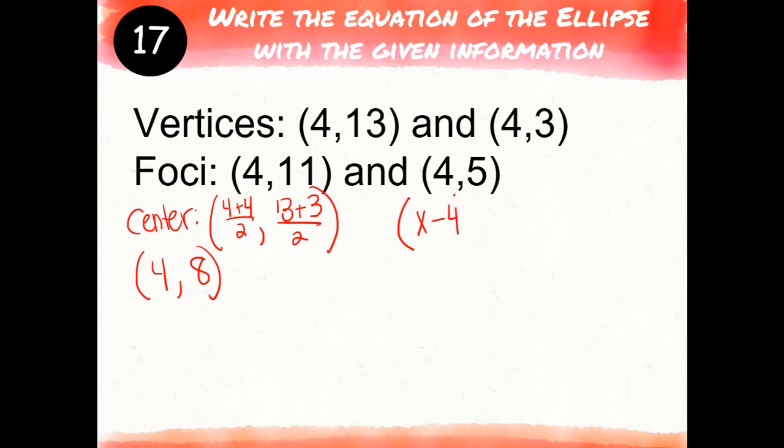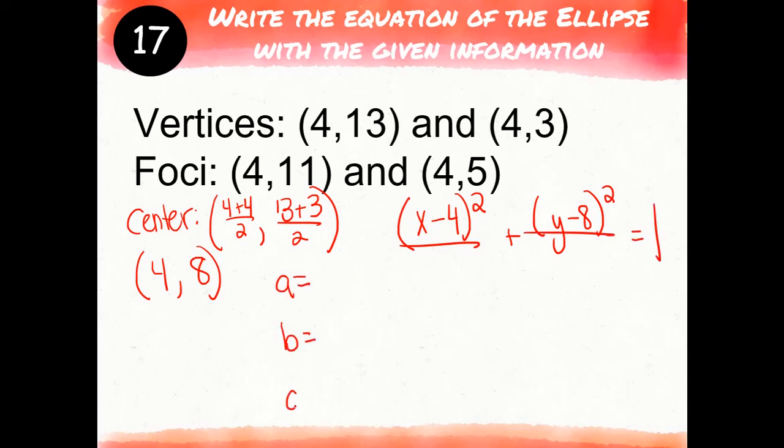So again, just like the last couple of times, I'm going to write out the start of my equation. Now, I need A, I need B, and normally I don't need C, but I think I might have to use it this time. Vertices to center is my A, so (4, 8) to (4, 13) is 5, right? B, I don't know my co-vertices. Can't find B. Well, foci to my center, which is C, remember, is 3. But C isn't in my equation. I need to get B to be in my equation.